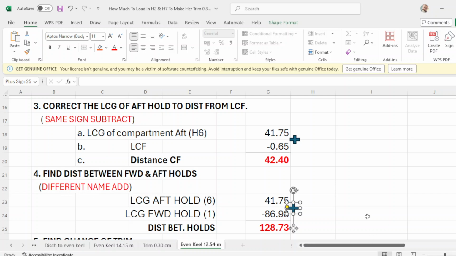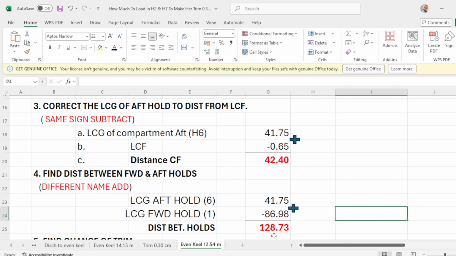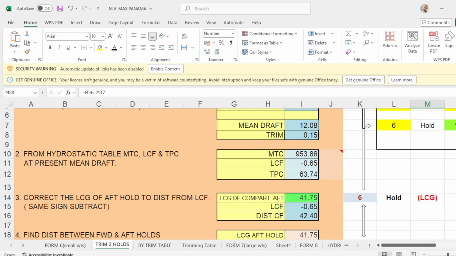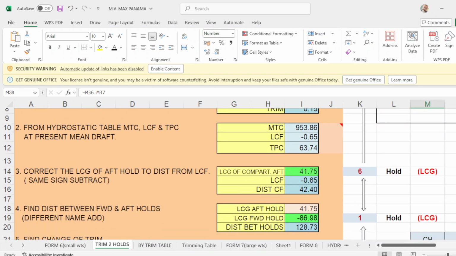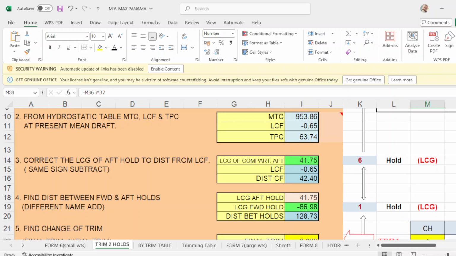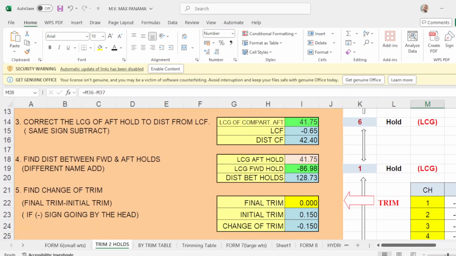Different name, you add. That will be 128.73, and the distance is 128.73. Then we go to number 5. Number 5 is change of drop, okay?